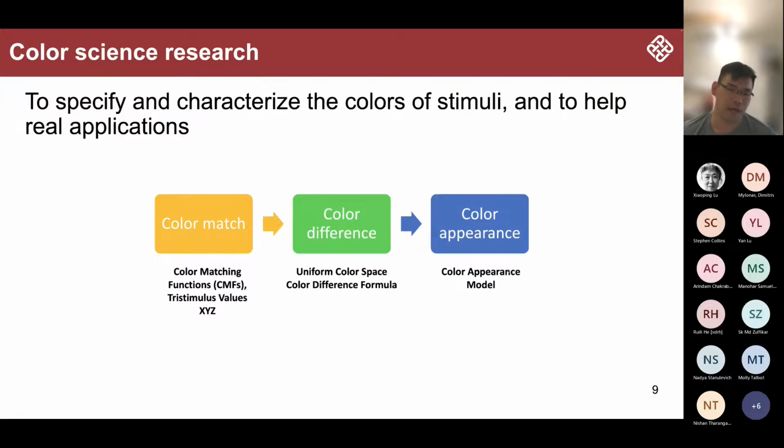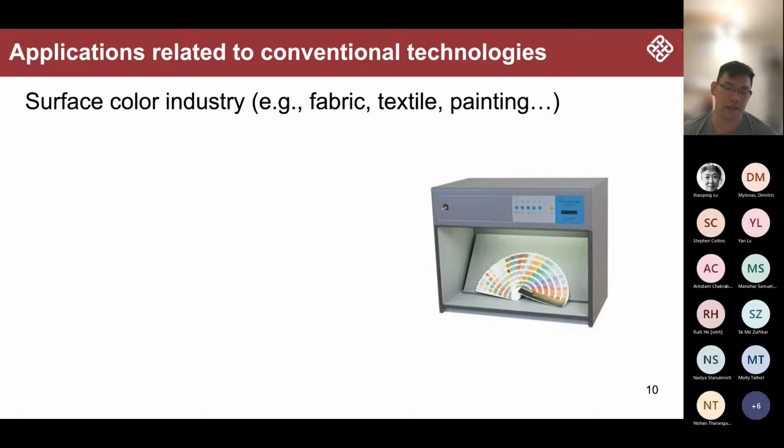And if we look back, the applications mainly related to color science have focused on conventional technologies. In other words, we're mainly trying to characterize the color of fabrics, textiles, and also printing and painting. For these industries, we mainly focus on the surface color industry. In other words, the objects or colors do not emit light themselves. We only look at how the surface color will look if we put it under certain illumination.